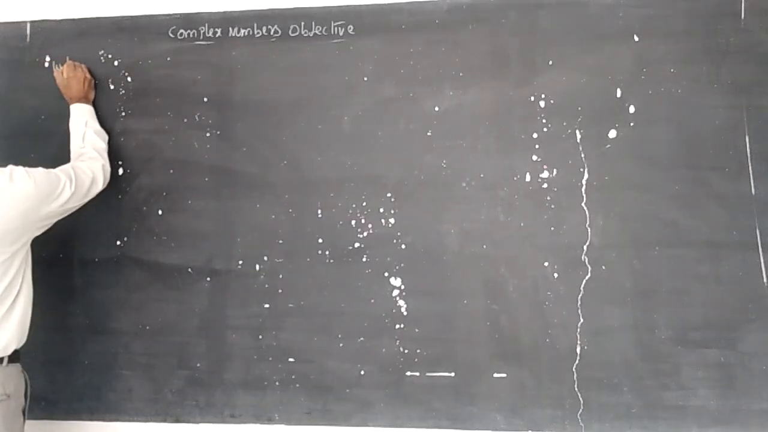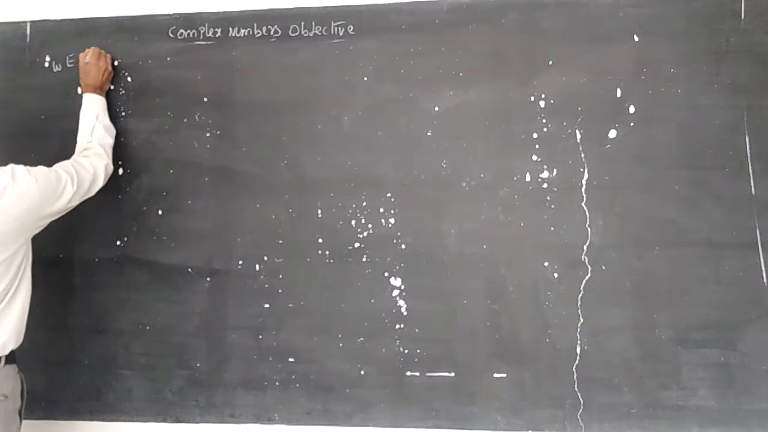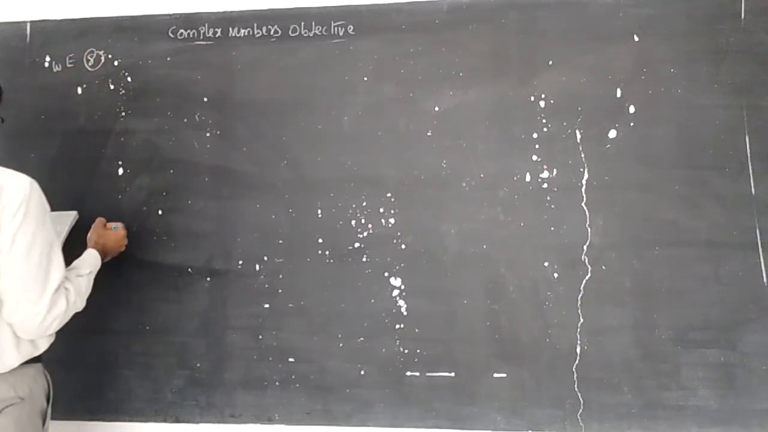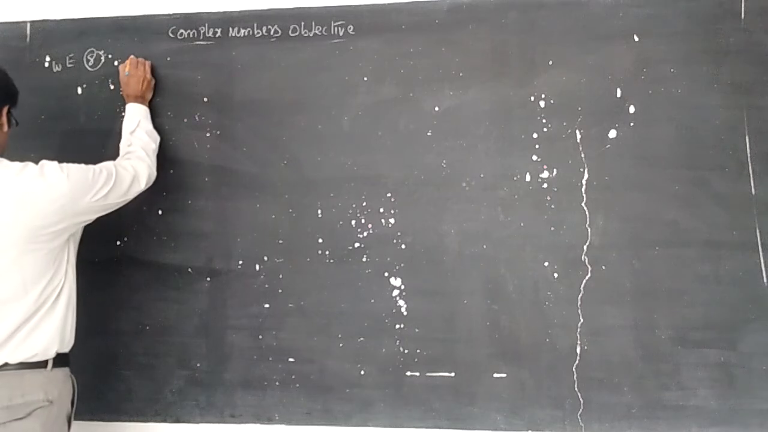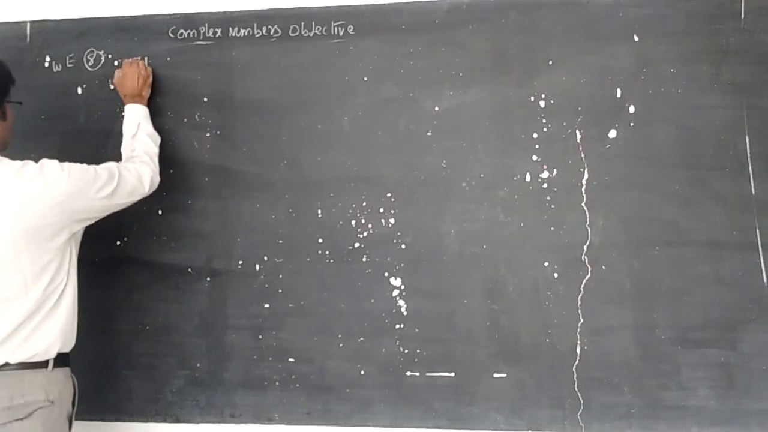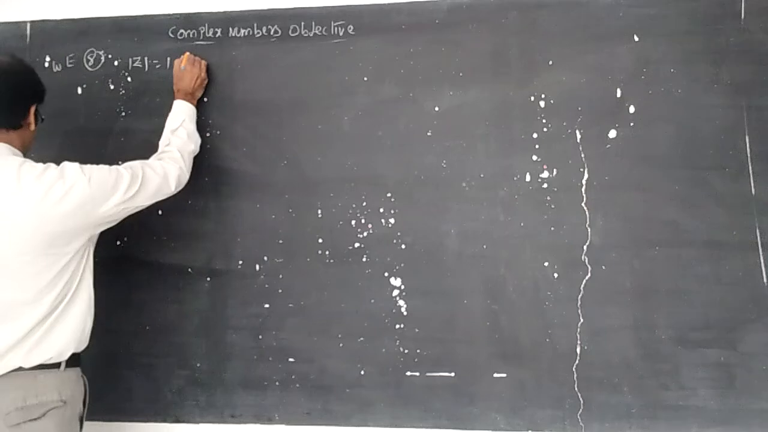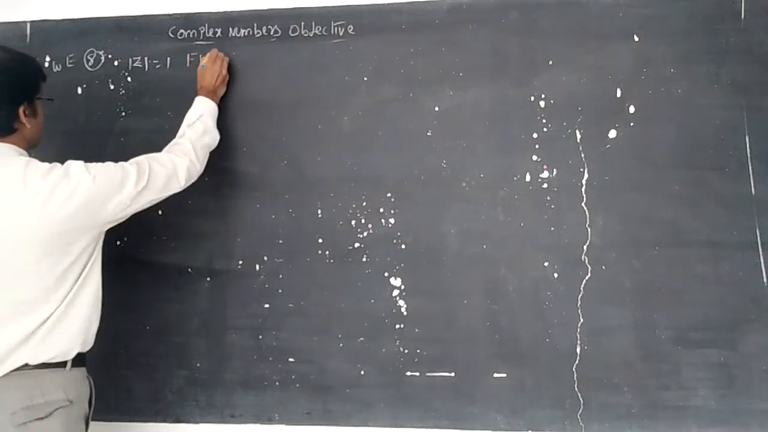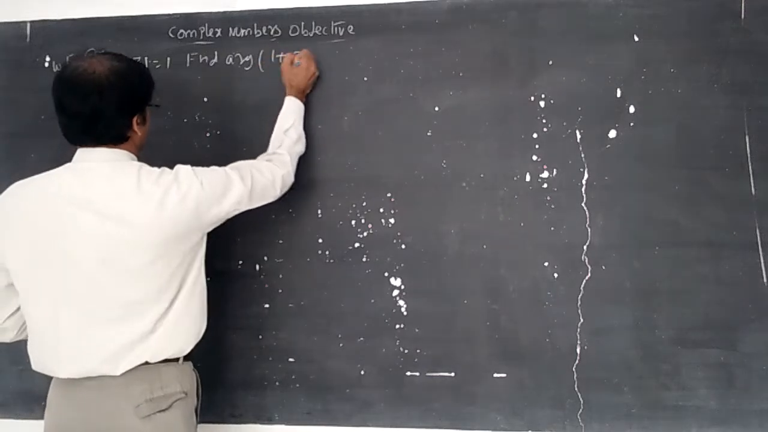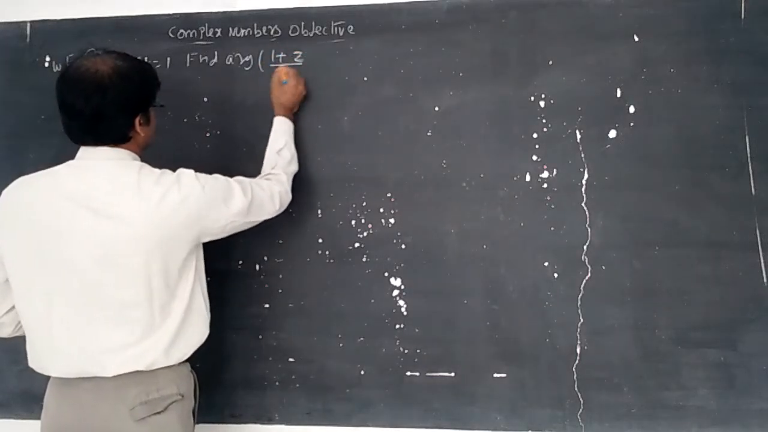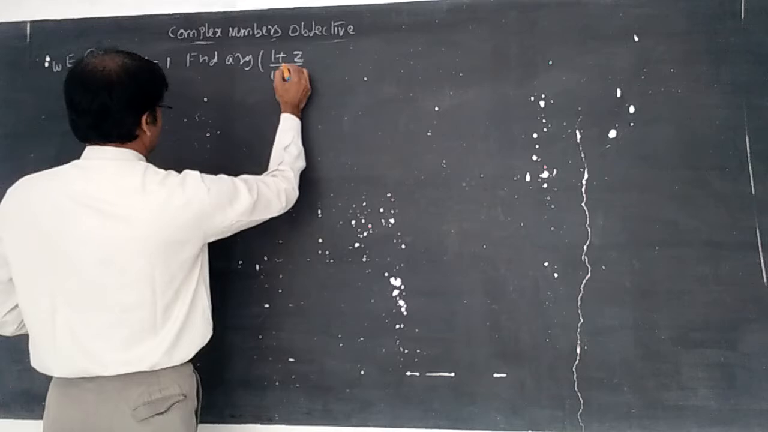Let us see worked example 8. Given z is a complex number of unit modulus, that is mod z equal to 1, find the argument of 1 plus z by 1 plus z bar.